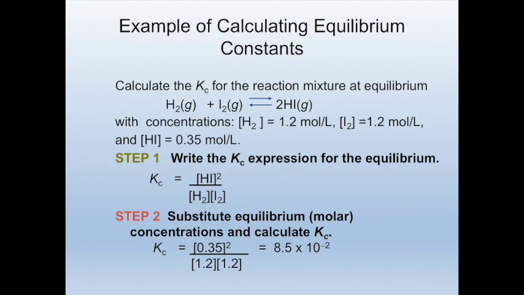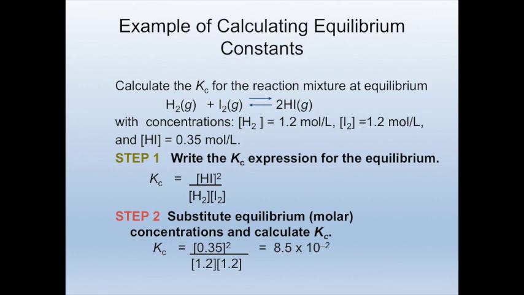For example, calculate the equilibrium constant for the reaction mixture at equilibrium of hydrogen gas plus iodine gas reacting to form hydrogen iodide gas. The concentrations are 1.2 moles per liter of hydrogen gas and 1.2 moles per liter of iodine gas. The concentration of hydrogen iodide gas is 0.35 moles per liter.